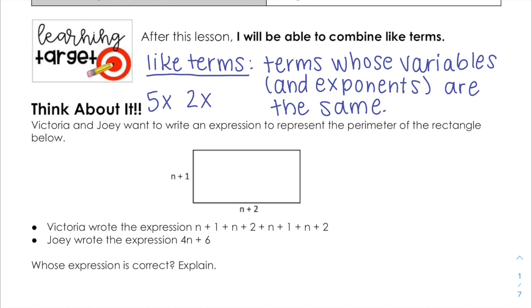All right, look at your think about it. It says Victoria and Joey want to write an expression to represent the perimeter of the rectangle below. Victoria wrote the expression n plus 1 plus n plus 2 plus n plus 1 plus n plus 2. Joey wrote the expression 4n plus 6. Whose expression is correct? Explain. Go ahead and pause the video and work on the think about it on your own, please.